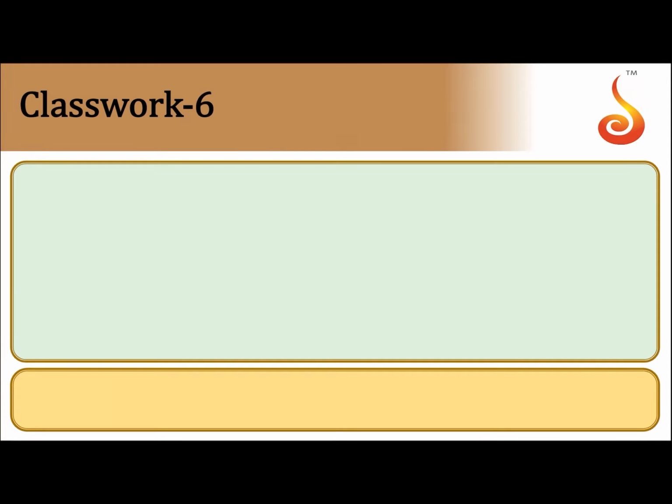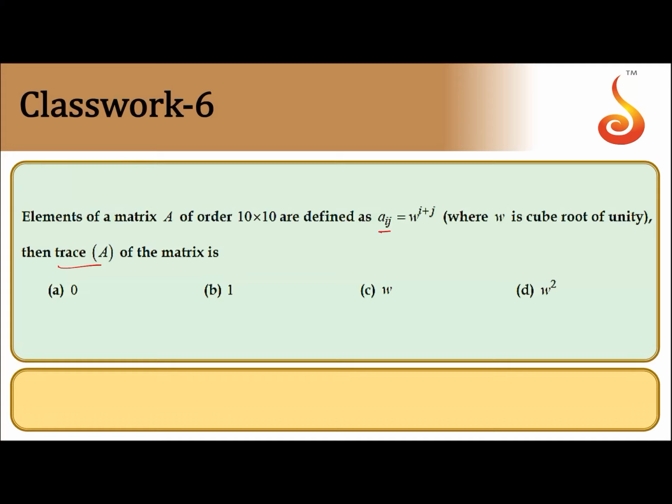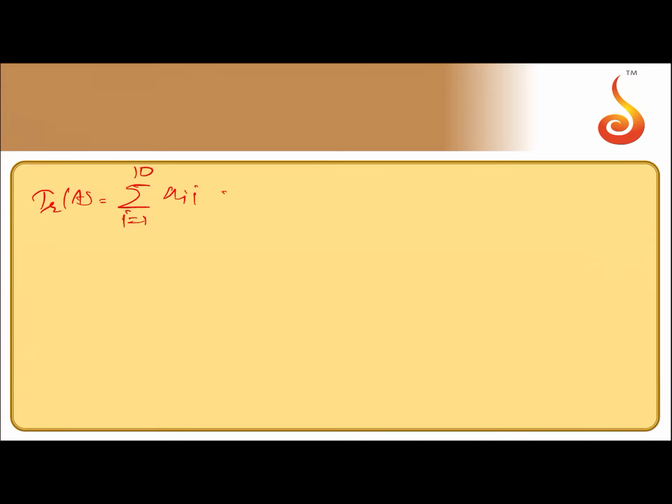Next, the elements of a matrix A of order 10 by 10 are defined as A ij equal to omega to the power of i plus j, where omega is the cube root of unity. Then the trace of the matrix. Trace is nothing but the sum of the diagonal elements. So the trace of the matrix is equal to sigma A ii, where i runs from 1 to 10 because the matrix is of order 10 by 10. That is equal to sigma omega power i plus i, which is nothing but sigma omega power 2i, i running from 1 to 10.